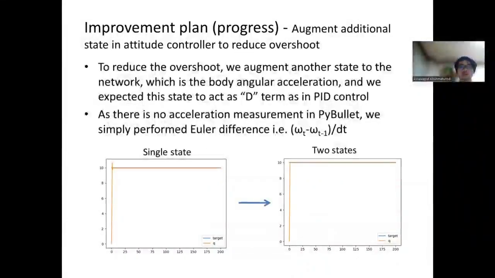To reduce the overshoot, we augmented another state to the network, which is the body angular acceleration of the drone. We expect this augmented state to act as the D term, or the derivative term, as in PID control. As there is no acceleration measurement in the simulator, we simply perform the Euler difference between the body angular velocity of the drone from the current and from the previous time step. As can be seen from the two figures below, the overshoot is reduced in the case of the two stages.